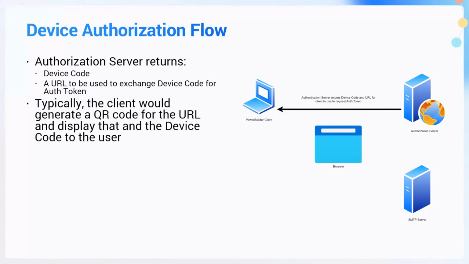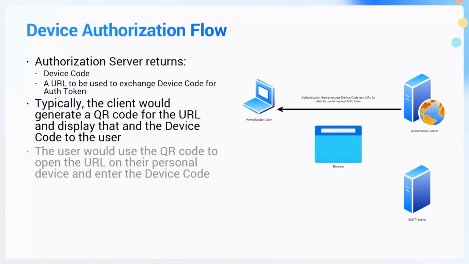So typically what you would do at this point is you would generate a QR code for the URL, display that to the user. They would get out their device. They would scan that. It would open up the browser. That's going to call the authorization server, which is going to prompt them to enter the device code. And the user would enter the device code. Once again, at that point, they would log in and decide whether or not they're going to grant the application access to the resources that are being requested.